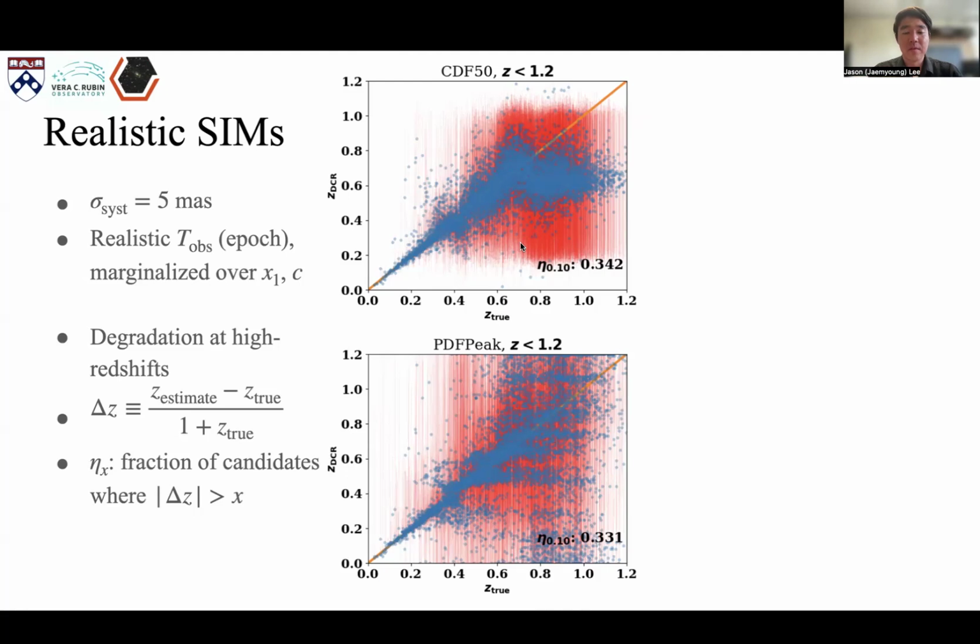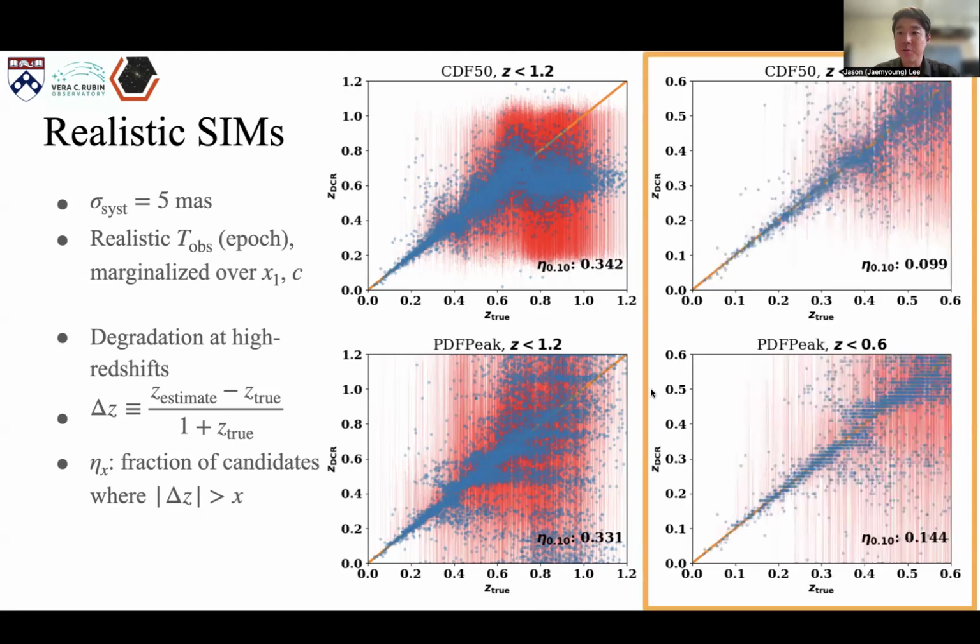And in fact, for CDF50, you see the streak here. The estimate is pretty much at 0.6 at the high redshifts. And this is because the PDF is so flat that the 50th percentile of the cumulative distribution function lies right in the middle of your allowed range, or redshift 0.6 or so. But when we zoom into the lower redshifts, or redshift 0.6 or lower, you can see that DCR actually does pretty well.